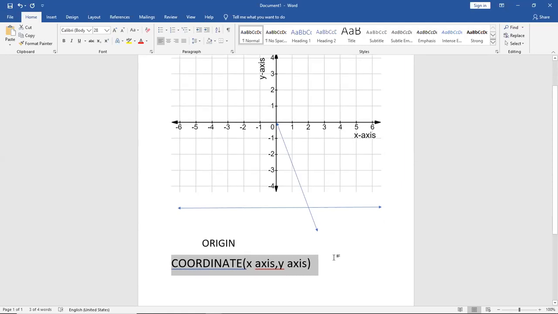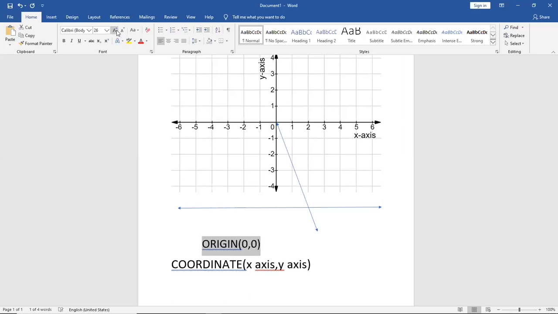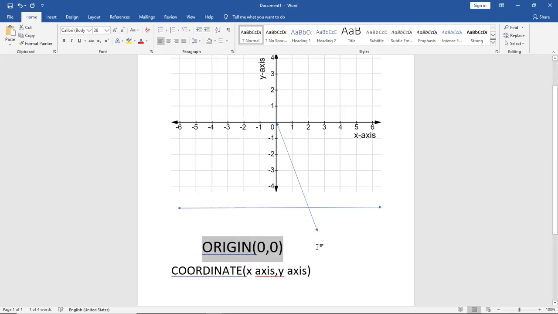Now, for example, for the origin, there is no distance I'm moving on the x-axis or the y-axis. I'm just staying there. Also on the y-axis, I'm not moving anywhere. So this coordinate is read as 0, 0. And what 0, 0 means is 0 units on the x-axis and 0 units on the y-axis.